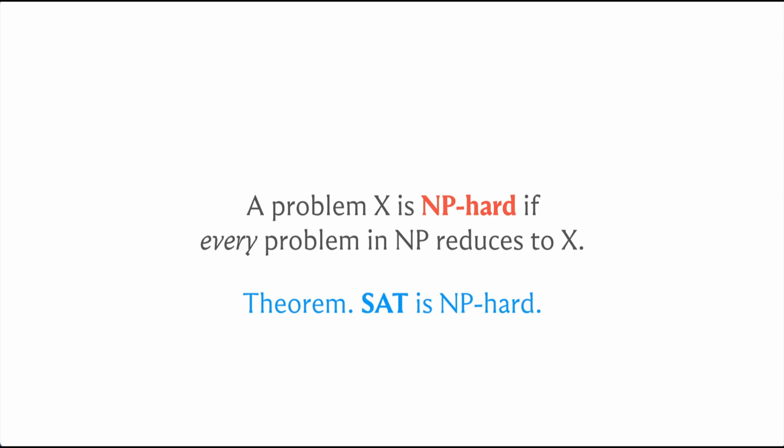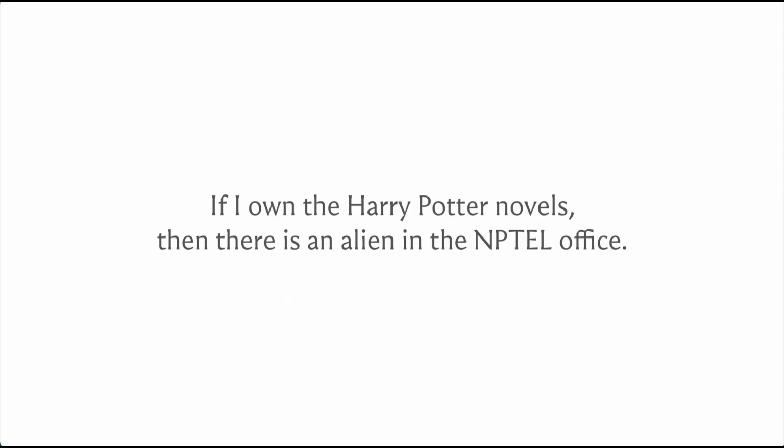Okay? So let's just get a bit of a feel for what these implications really mean. Suppose we have an implication that reads as follows: if I own the Harry Potter novels, then there is an alien in the NPTEL office. Let's say that that's an implication that's true. The if-then statement you have a proof for. What can you infer from this?